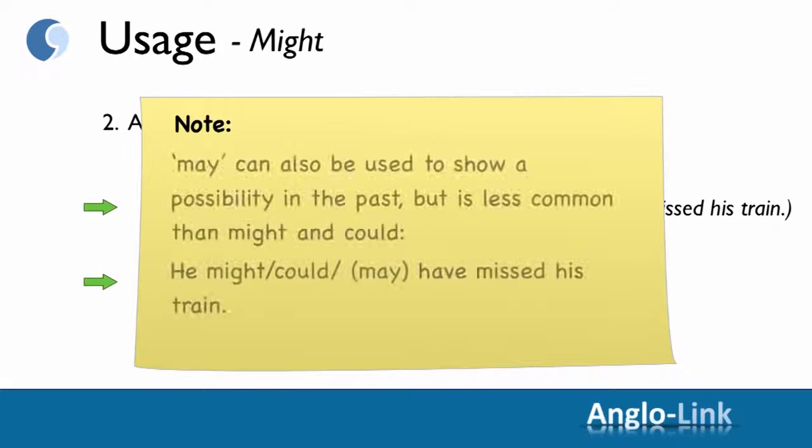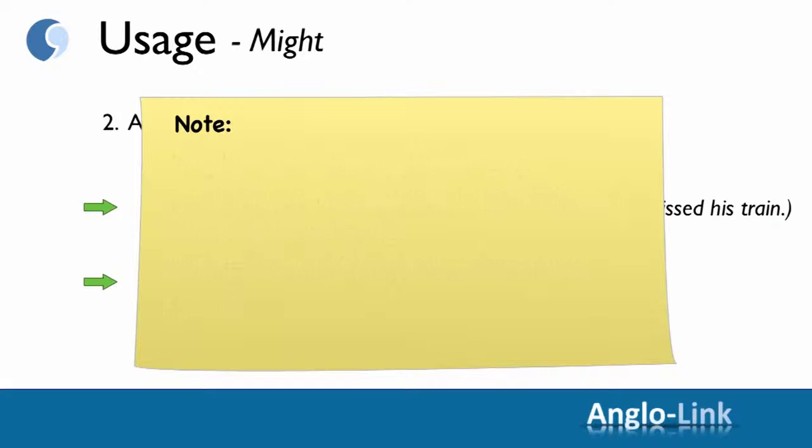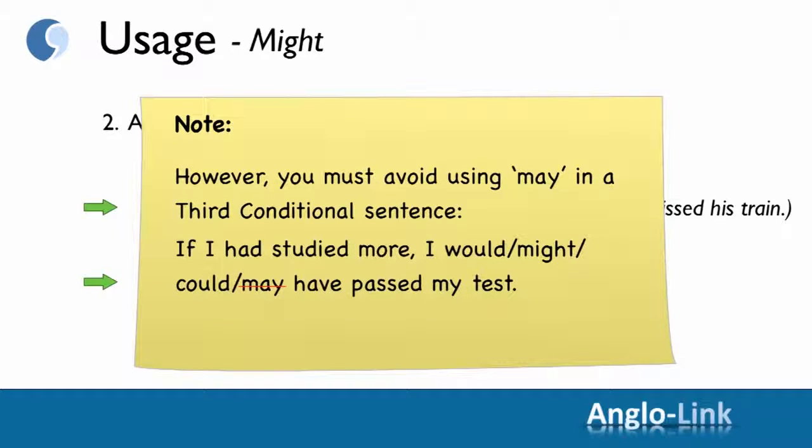Just a little note on possibilities. May can also be used to show a possibility in the past, but it is less common than might and could. So you could hear he might have missed his train, he could have missed his train, or he may have missed his train. However, you must avoid using may in a third conditional sentence. So in this sentence, if I had studied more, you can only say, I would have passed my test, I might have passed my test, or I could have passed my test. Avoid using may.